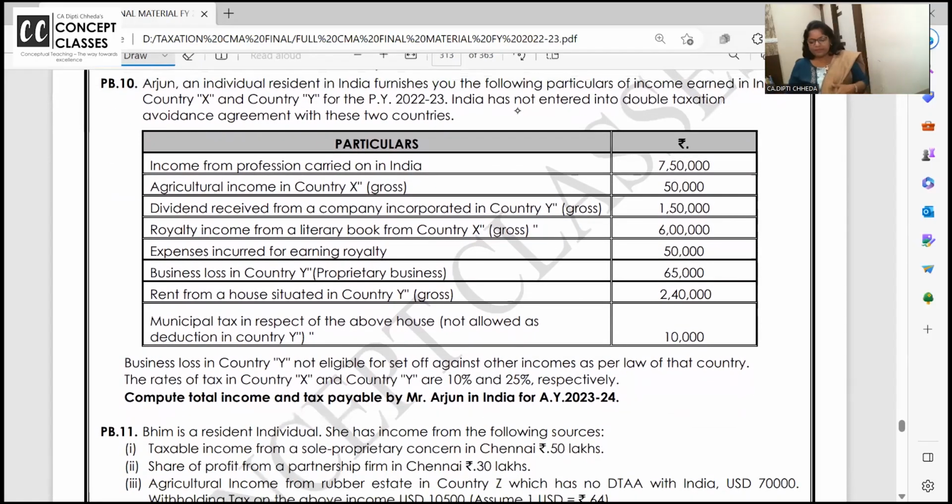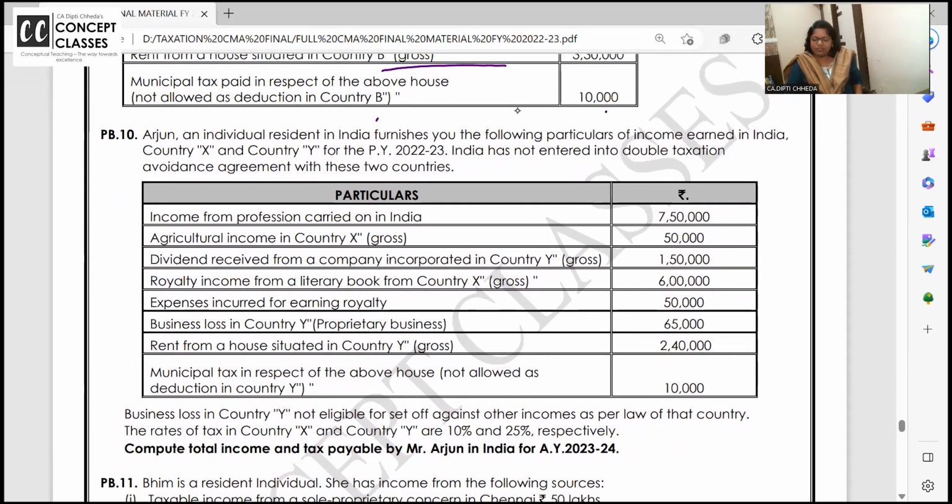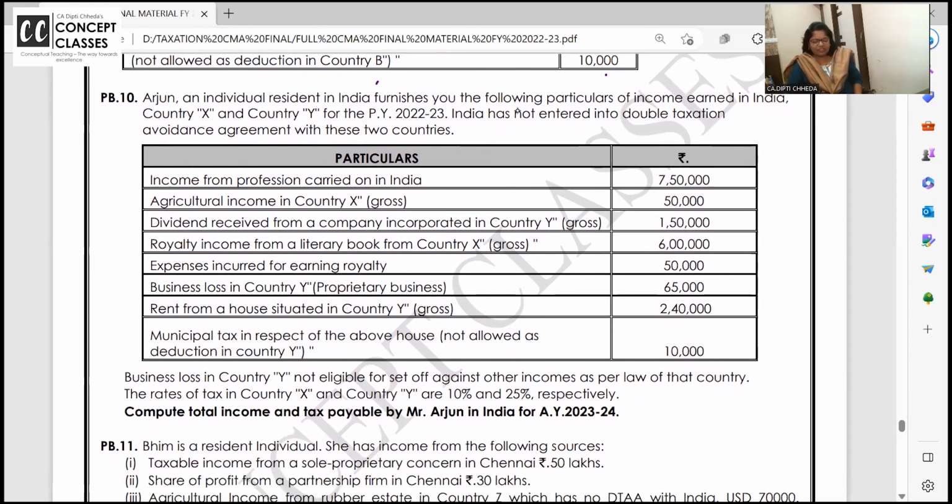We will do it a little carefully and a little faster too. Look at the 10th one. Exactly the same kind of problem. Arjun, an individual residing in India, has countries X and Y. India has not entered into DTA. Income from profession is given, agricultural income, exactly the same problem. No need for me to explain, but it's a good problem for practice and I don't want to give it as homework. So we will do it together and right now.